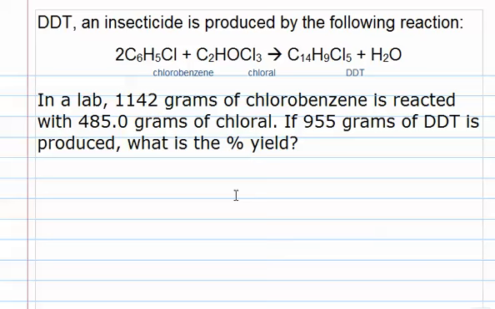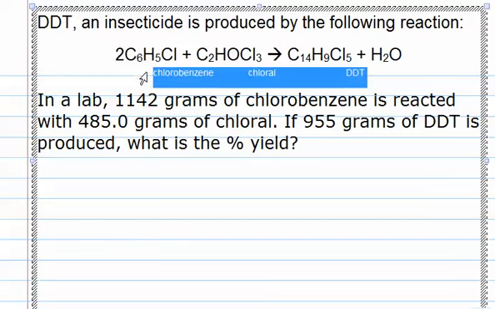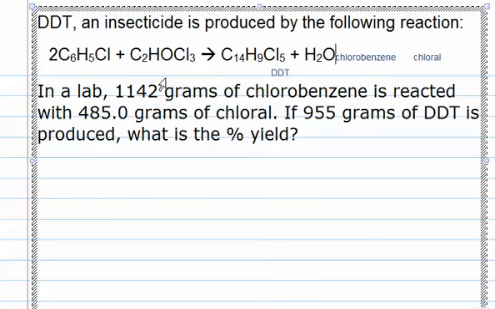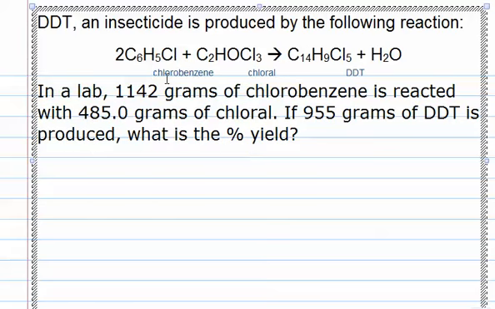So we have a reaction which synthesizes DDT, which is a nasty insecticide which should not be used anymore, but it used to be in widespread use in the 70s particularly. And this is a reaction with a compound called chlorobenzene, which has this chemical formula, and a compound called chloral, which has this chemical formula. Okay, and it goes to form DDT with this chemical formula, C14H9Cl5.